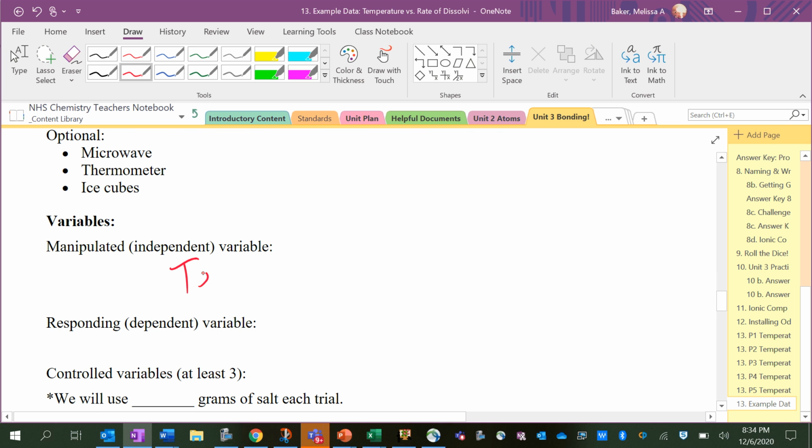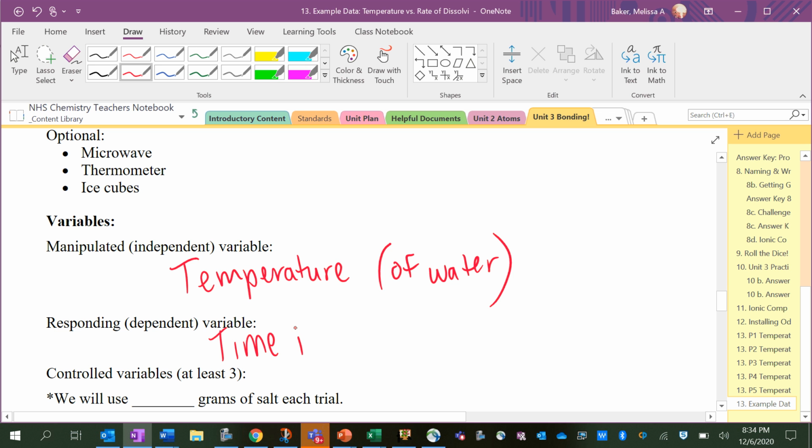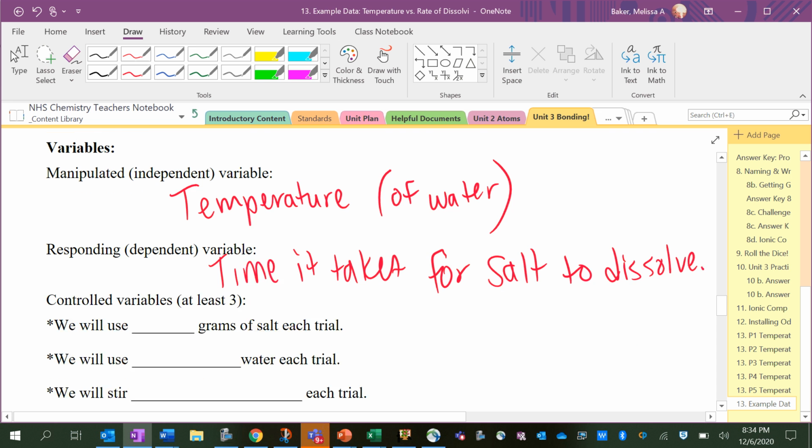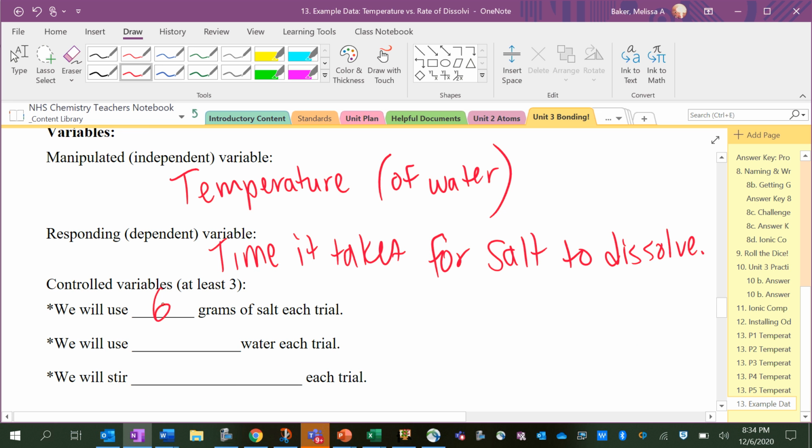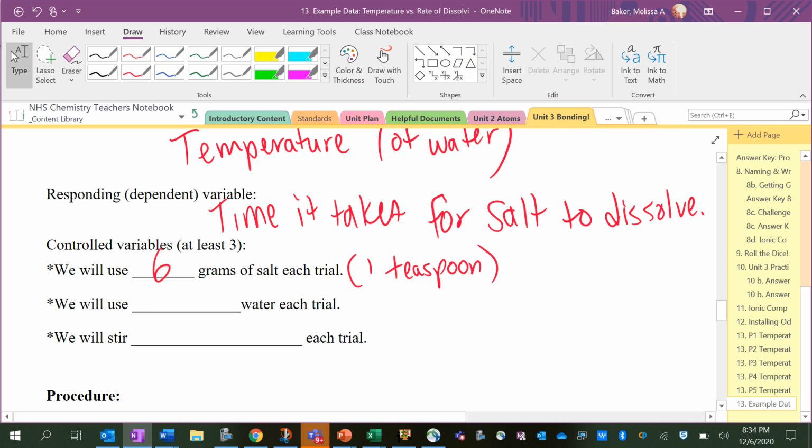Today we're going to be manipulating the temperature of the water. And the responding variable is going to be the time it takes for the salt to dissolve. We're going to be using 6 grams of salt each trial because 1 teaspoon of salt weighs 6 grams. We don't have to be perfect here, but we're going to be consistent. That's what controlled variables are all about.